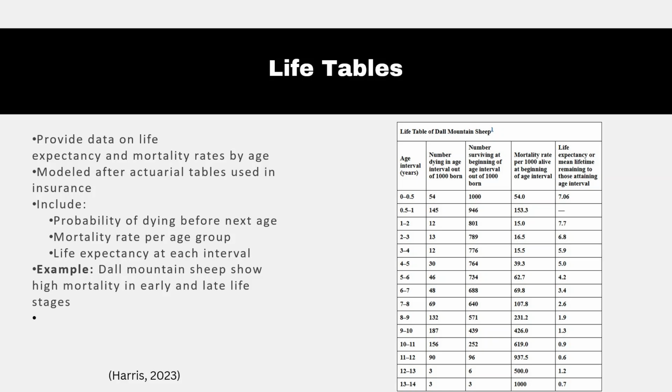One tool that can be used is a life table, and this organizes survival and mortality usually by age. It can show the probability of dying before the next age, the mortality rate by each age group, and the life expectancy at each interval. So if we look at this example used on the slide, it shows that Dall mountain sheep often show higher mortality in their early and late stages of life. And this is pretty common in a lot of species.